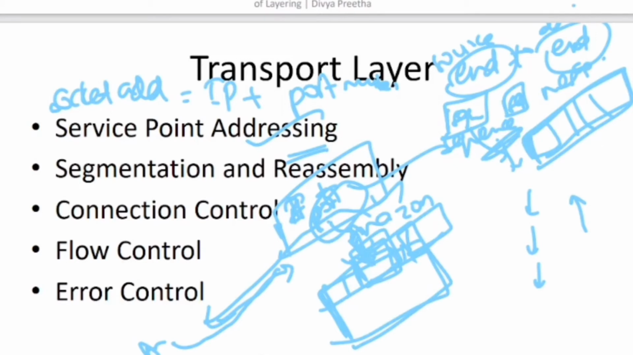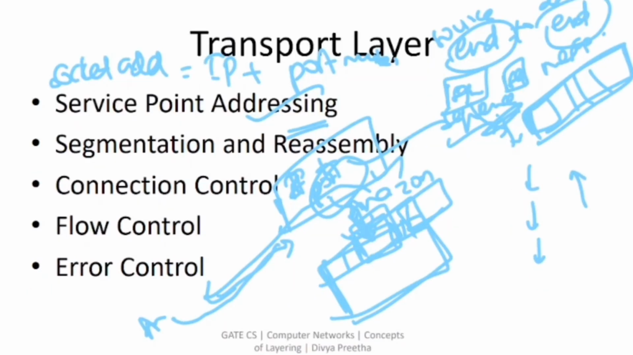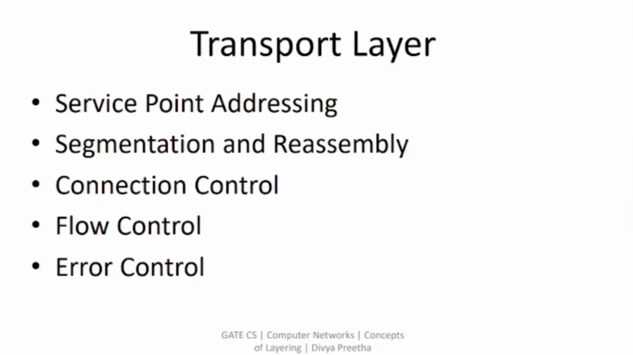The receiver reassembles the segments in order to get the entire message. Port number is a 16-bit address, actually a 16-bit number. Next, talking about connection control. Transport layer can be connection oriented or connectionless.